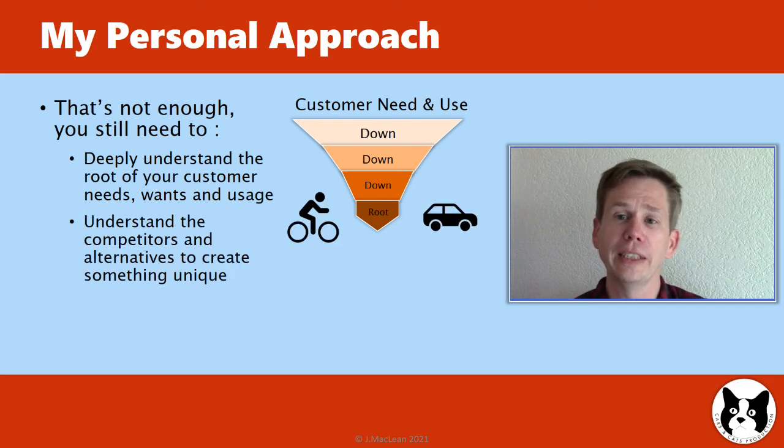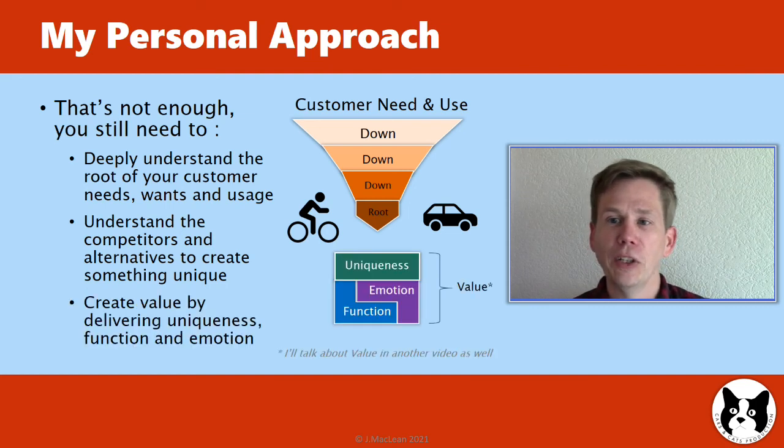You need to understand the competitors and alternatives. So if you're looking at a car, for example, you also want to understand buses, airplanes, trains, public transport of all sorts, bicycles, walking, because the customer doesn't just have the solution in your industry, they might have other solutions. And the most important thing actually is to get to a point where you can create value by delivering a jigsaw of uniqueness, emotion, and function. That's how we create value, and I'll talk about value as well in another video.